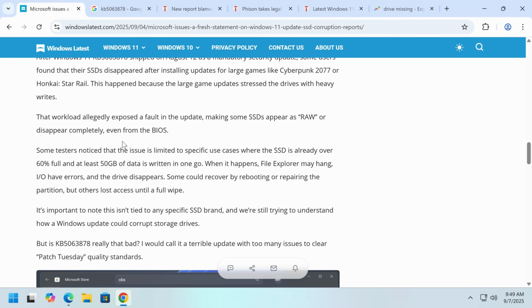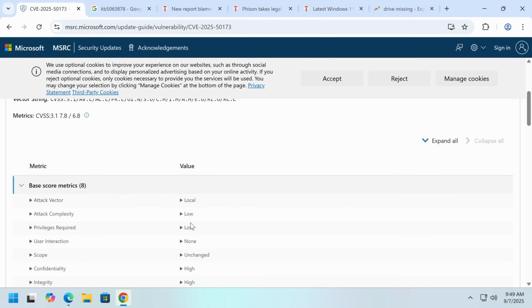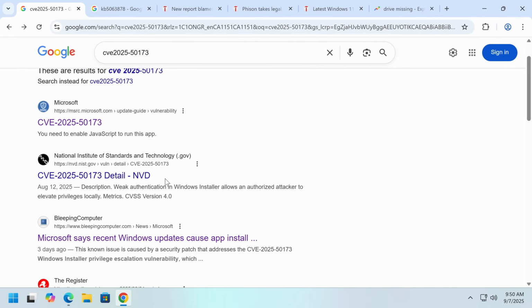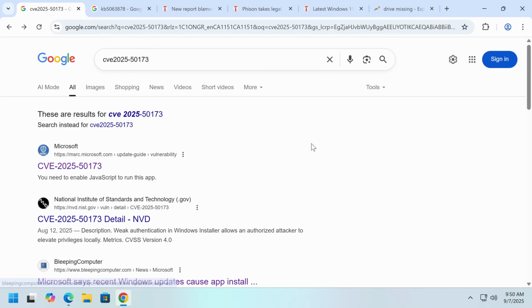I would still recommend, if you haven't installed this update already, probably don't. The security problem it fixes, for most people, is not going to be a big problem. It's a local privilege escalation vulnerability within the Windows installer, and it seems like the fix here was actually kind of broken anyways. It did stop the security problem, but it actually made the permissions too strict.